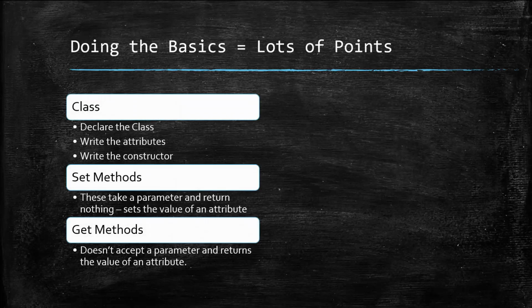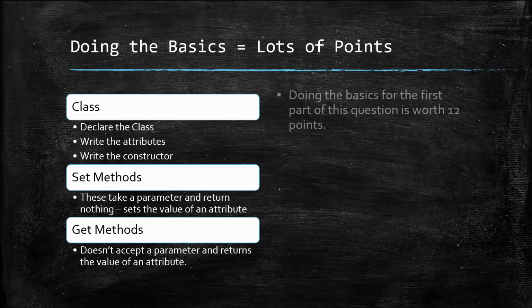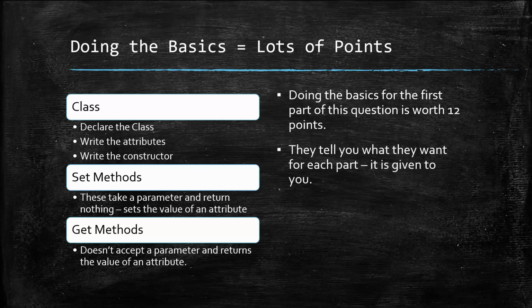Now, if you do the basics, you get to paper 4 and you're like, I understand the basics, but I don't understand the harder, more difficult things. That's okay, because doing the basics will earn you lots of points. So doing the basics for this question is worth 12 points. And they tell you what they want for each part. It's given to you. There's nothing to figure out there. It is all given to you. You just keep calm and translate what they want and what they give you to code.